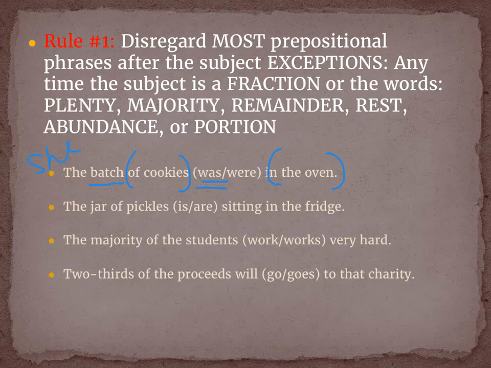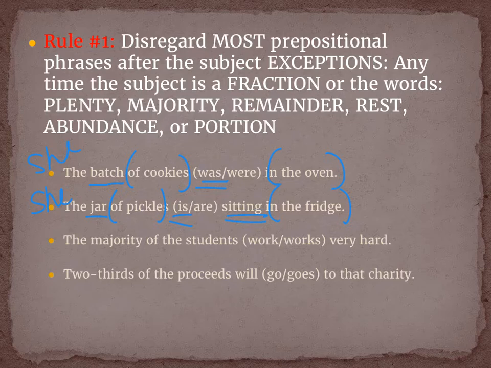The jar of pickles is or are sitting in the fridge. Of pickles is a prepositional phrase, and in the fridge is another prepositional phrase. Looking outside of them, we see the word jar. Jar is singular, so once again it's like saying she or he, and we would say she is sitting.